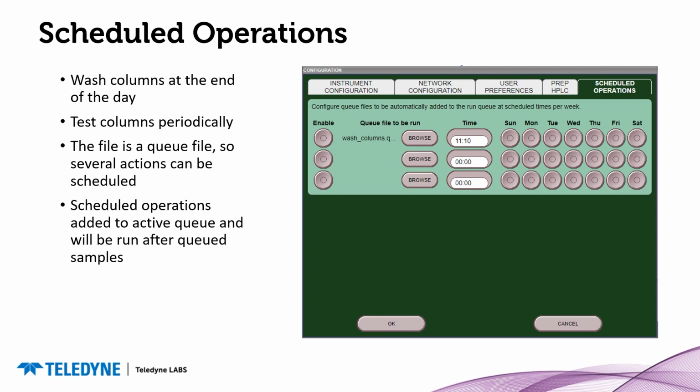And the operations to be run are saved as a queue file, so all of the columns can be washed or tested one after the other. The queue files are created in one of the queue screens and saved to the system.